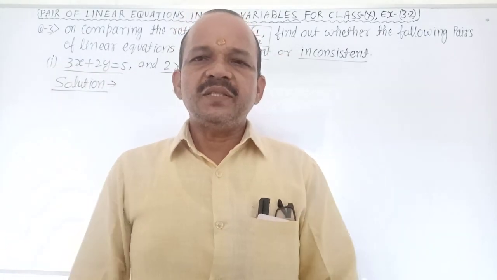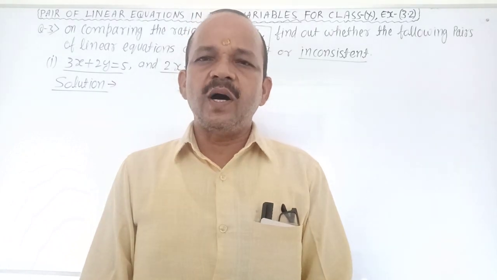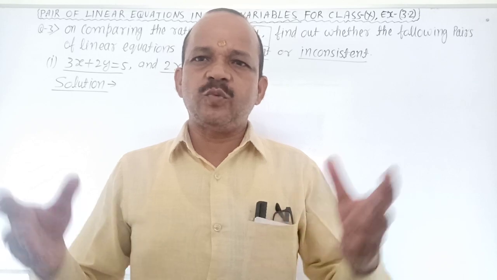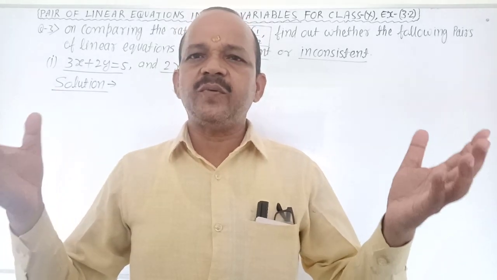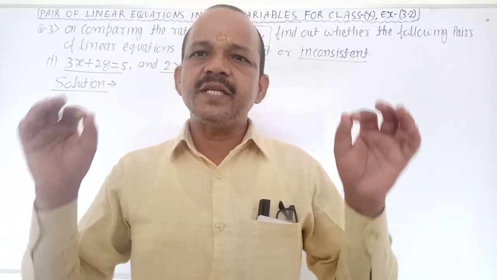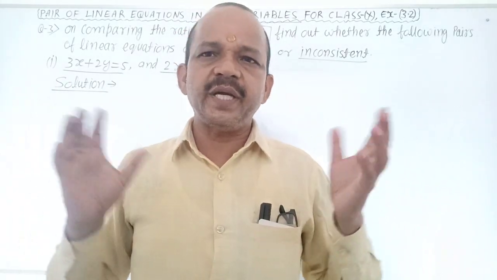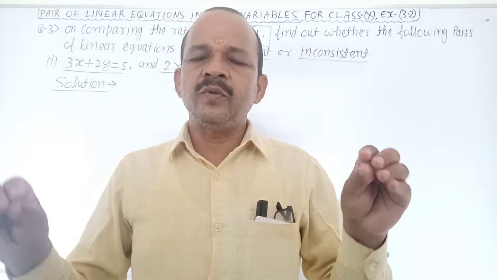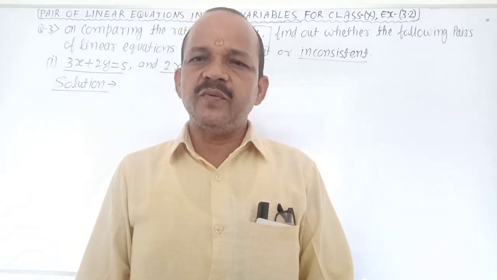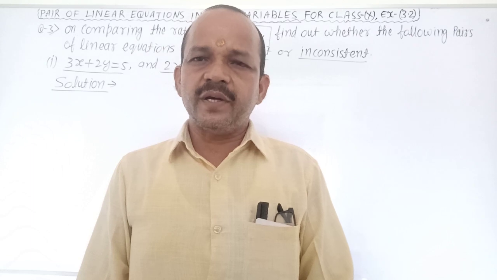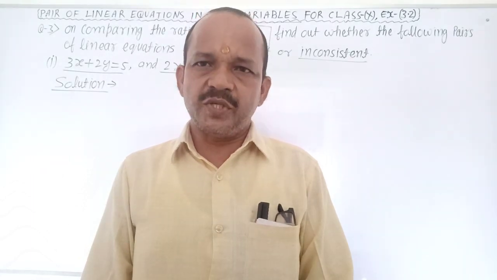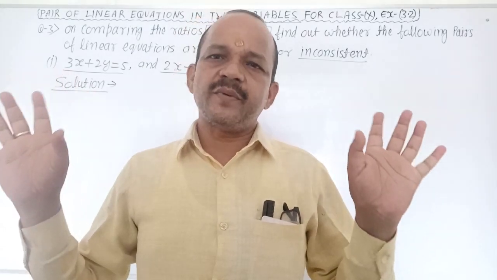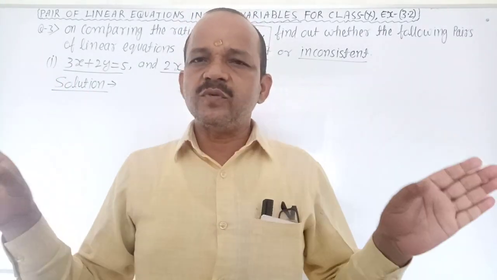Very good. Firstly, I want to describe the form of pair of linear equations in two variables, because you can ask me what the form is. It is new for you, so you can ask easily. It is a1x plus b1y plus c1 equal to 0 and a2x plus b2y plus c2 equal to 0. It is the form of pair of linear equations in two variables.